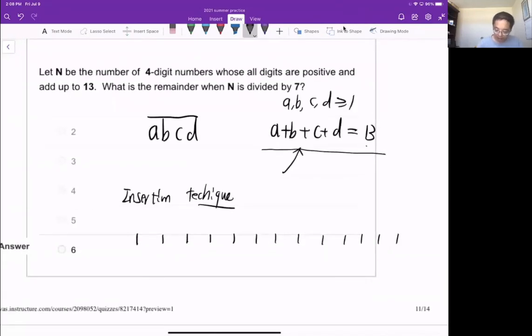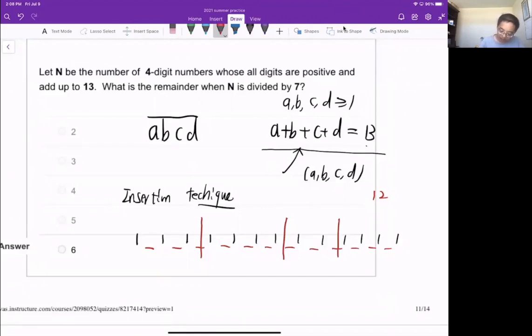Now, in order to find the ordered ABCD, all you need to do is put 3 bars. Here you have 1, 2, 3, 4, 5, 6, 7, 8, 9, 10, 11, 12. There are 12 positions, right? You just choose 3 positions to put 3 bars. Like if I divide these ones into groups like this, you basically get a solution, which is 3 plus 4 plus 2 plus 4.